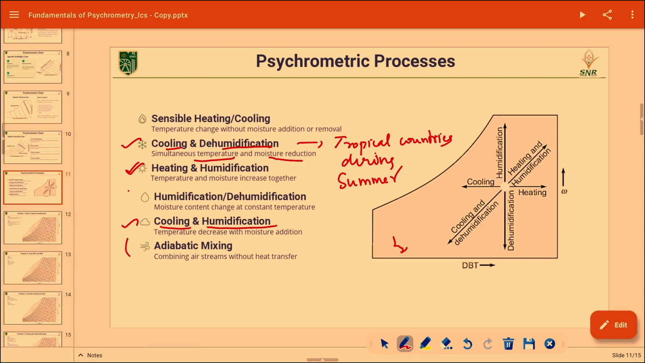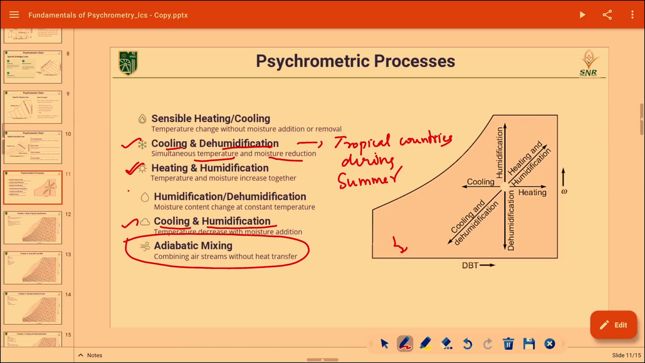And the last and important process is adiabatic mixing. In air conditioning, normally we need to mix fresh air along with the air present in the conditioned space. Normally we keep the space airtight, so we do not leave gaps in the windows and the doors, right. If the occupants are more, they will feel uncomfortable if the carbon dioxide content is raised or the oxygen content comes down below 20% or 19% present in the air.